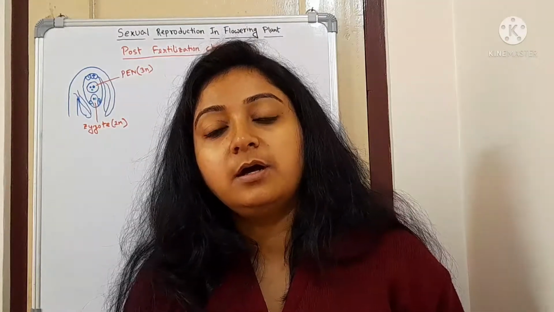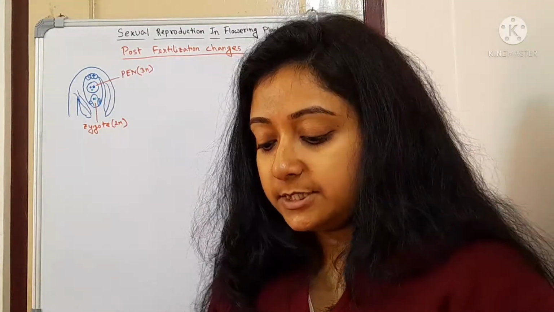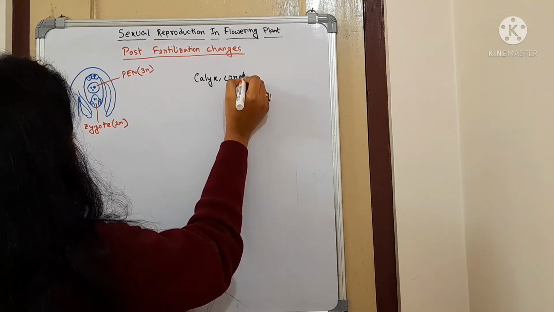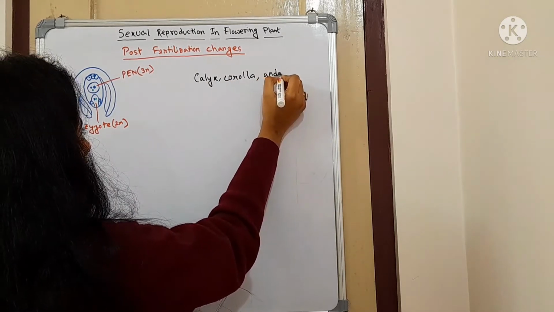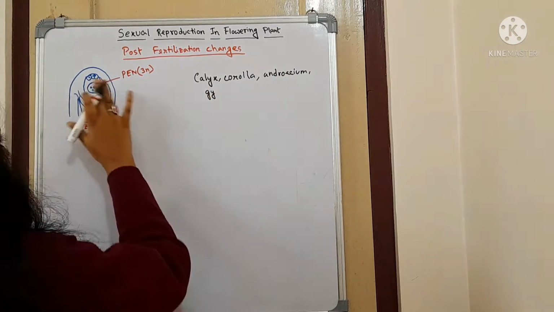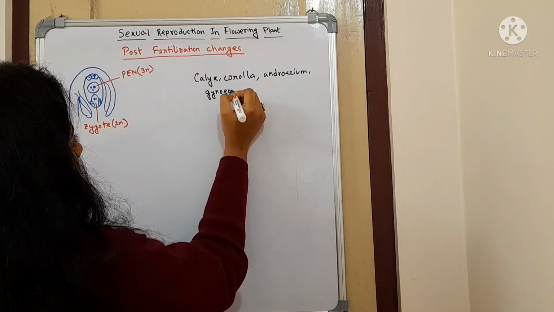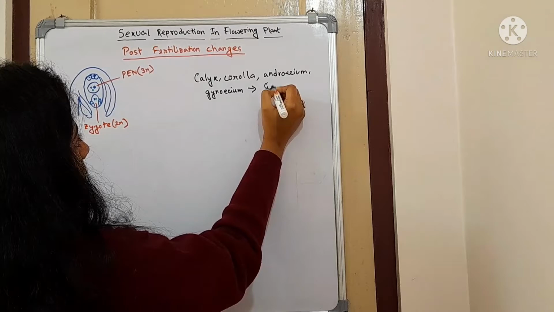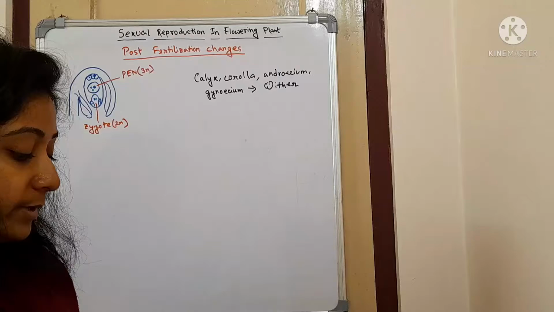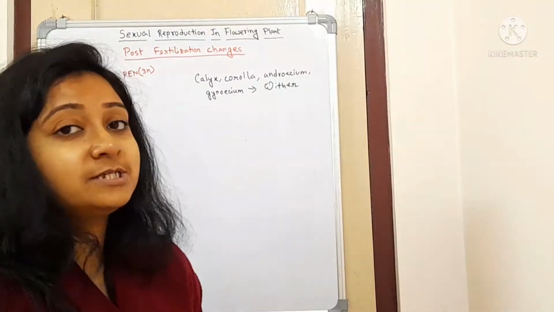Like calyx, corolla, androecium, the rest of the part of the gynoecium, receptacle, will they fall off? Yes. After the fertilization event has happened, all of them, the calyx, corolla, androecium and gynoecium, are going to fall off. Except this portion, the other parts of the androecium and gynoecium will wither or fall off. Now, an exception is there. Exception is everywhere, right?